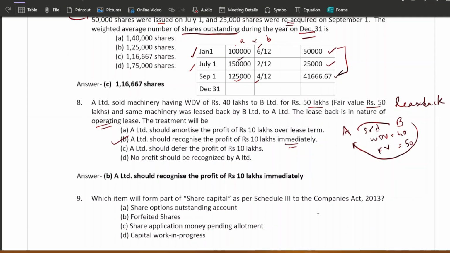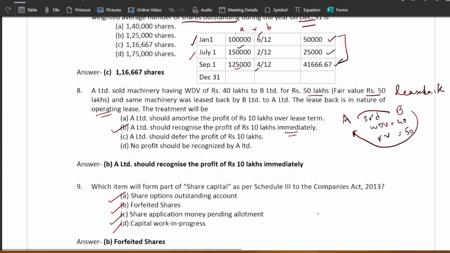Which item will form part of share capital as per Schedule 3? Share options outstanding account, forfeited shares, share application money pending allotment, capital work in progress. The answer is forfeited shares.